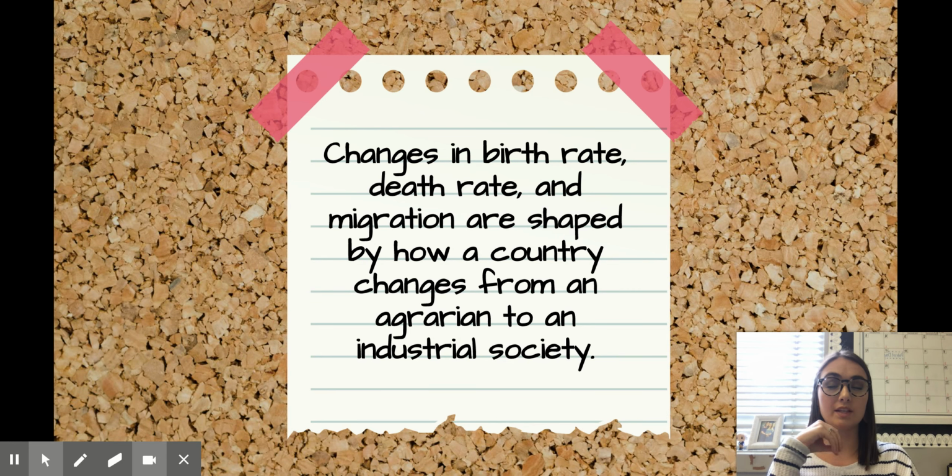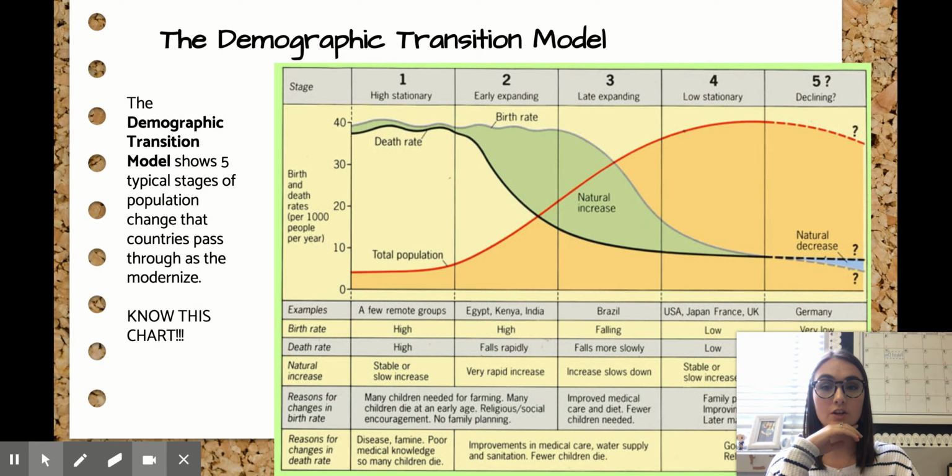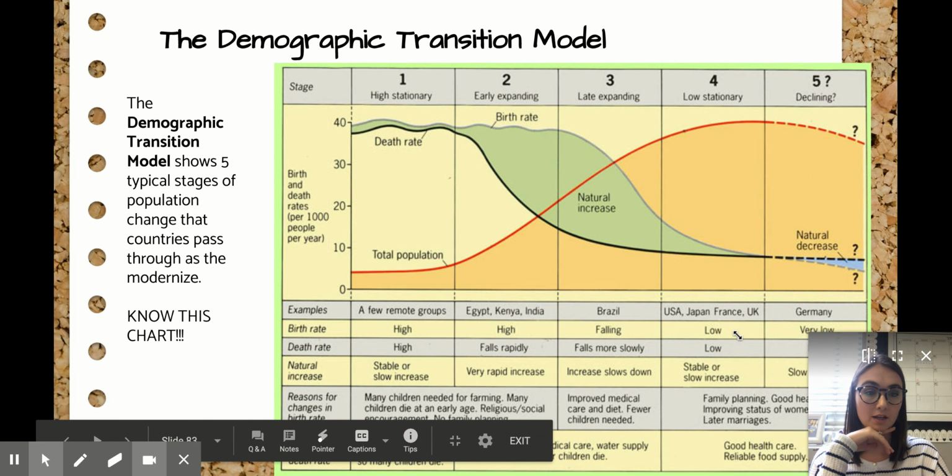And so this man did a wonderful job in the early 90s, and he created what is called the demographic transition model to help us categorize countries based on their development.